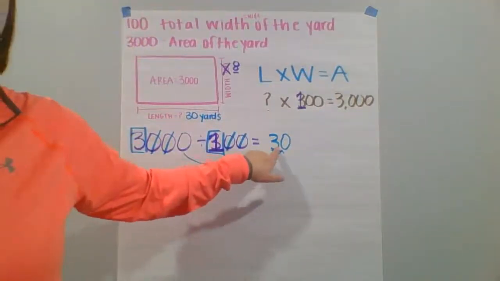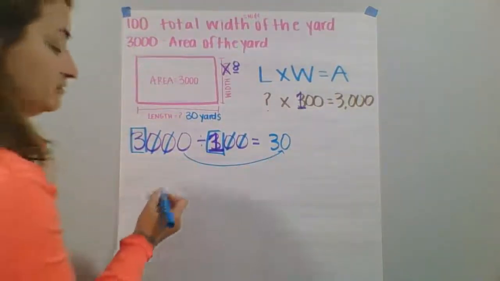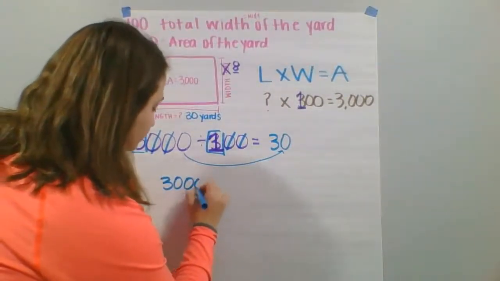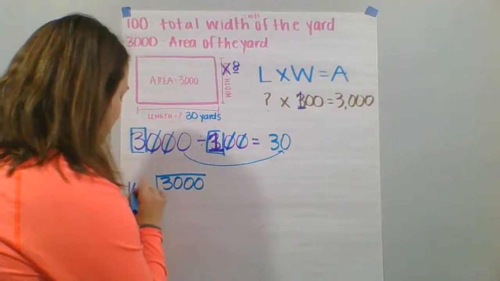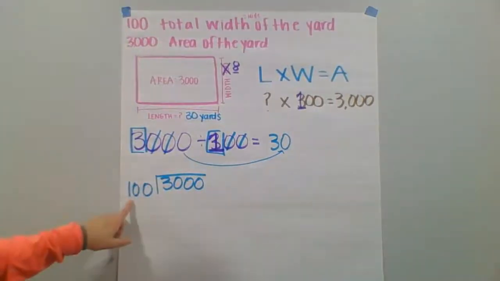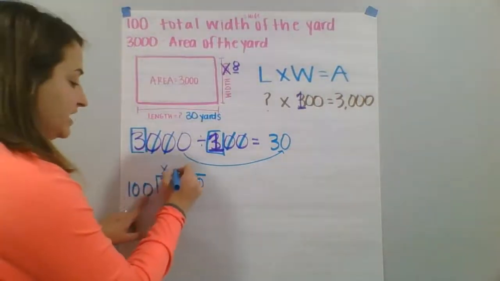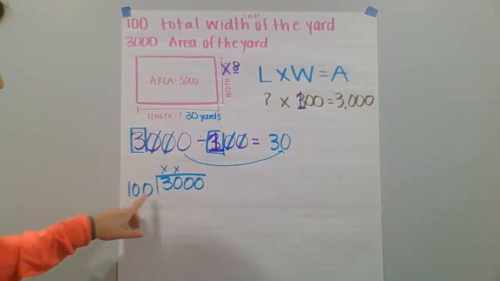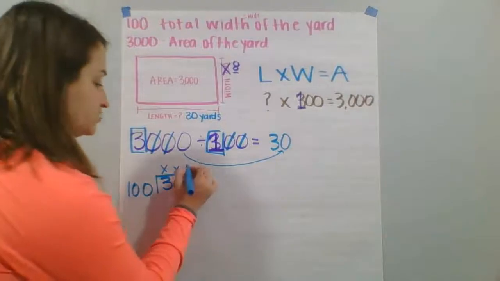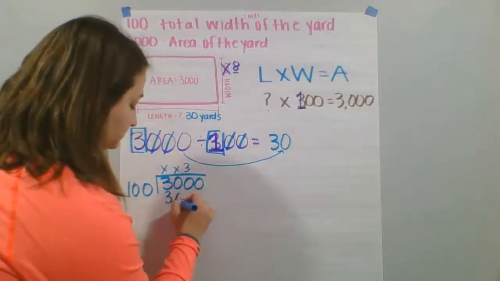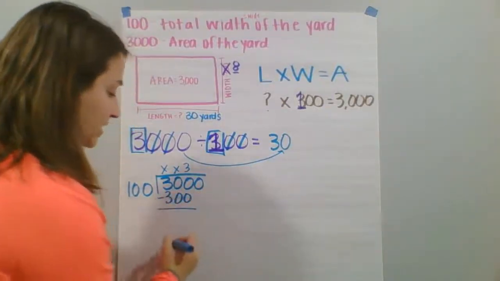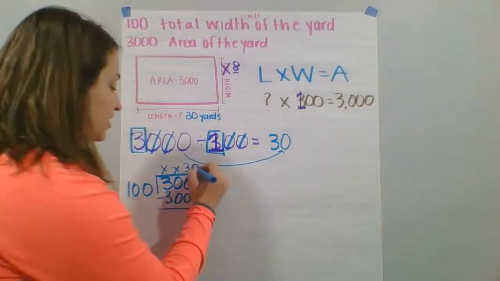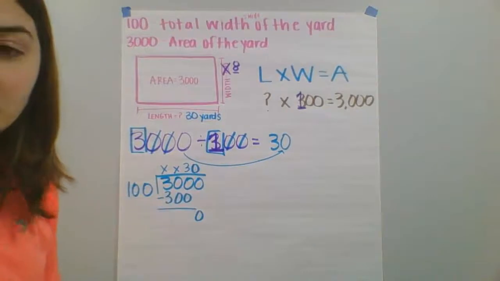Okay, and we can also solve this by doing kind of that standard algorithm of 3,000 divided by 100. We know that 100 can't go into 30. So 100 is going to go into 300 3 times. We subtract, bring down that 0. 100 can't go into 0, so our answer is 30.